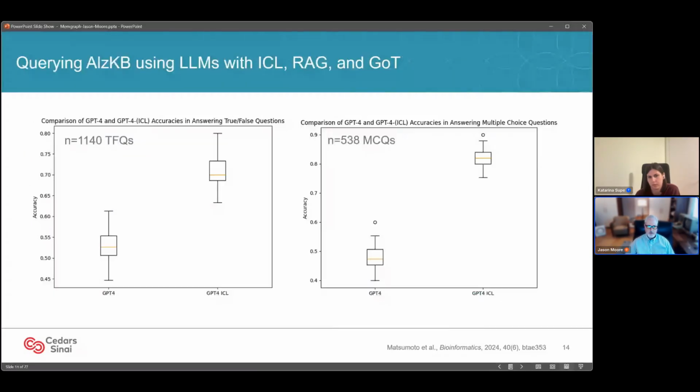So here are the results for this Kragen method, which combines the RAG and the Graph of Thoughts. What we did was we constructed about 1,000 true-false questions about the knowledge graph in the Memgraph database, and about 500 multiple choice questions. And you can see GPT-4 right out of the box didn't do much better than flipping a coin at answering these questions, but the Graph of Thoughts RAG approach did much better.